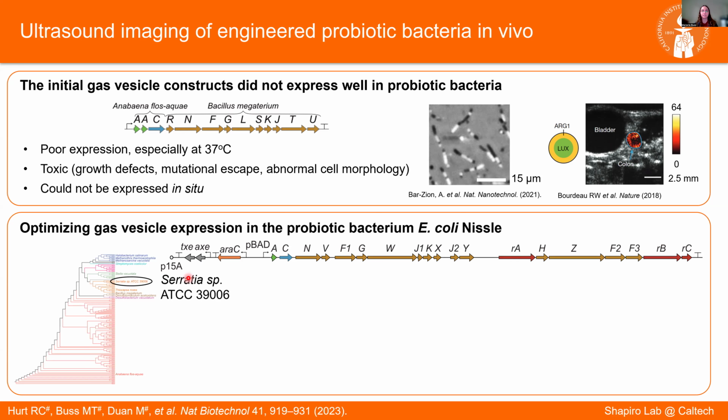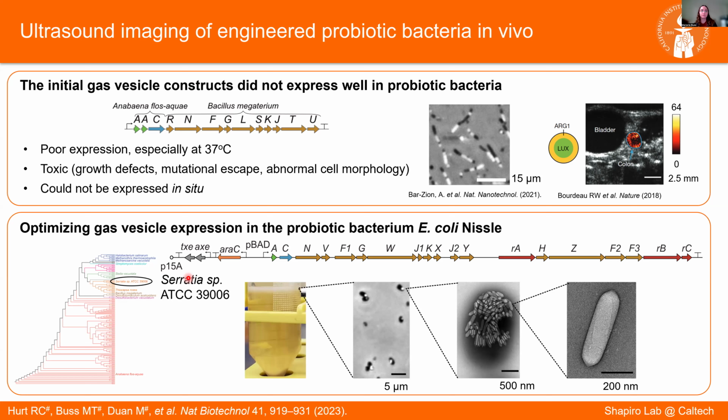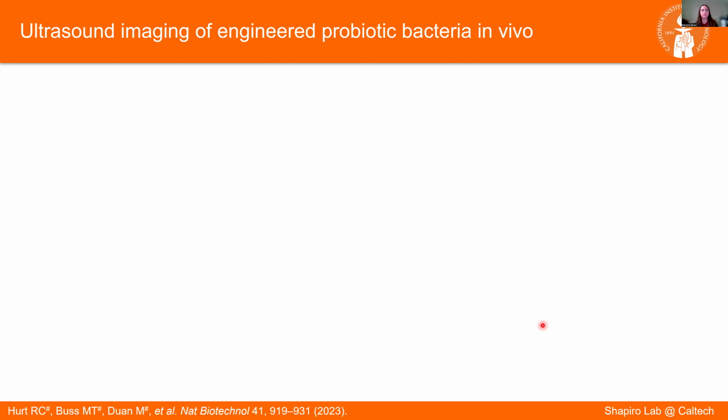And in this case, we were able to get very high levels of gas vesicle expression, where you can see these E. coli Nissle cells were very buoyant when we centrifuged them. And when we looked at them under phase contrast microscopy, we could see that most of them were pretty full with gas vesicles, which you can also see under electron microscopy. So once we had that working, we wanted to see, okay, can we see these cells well under ultrasound imaging? So that's what we did next.